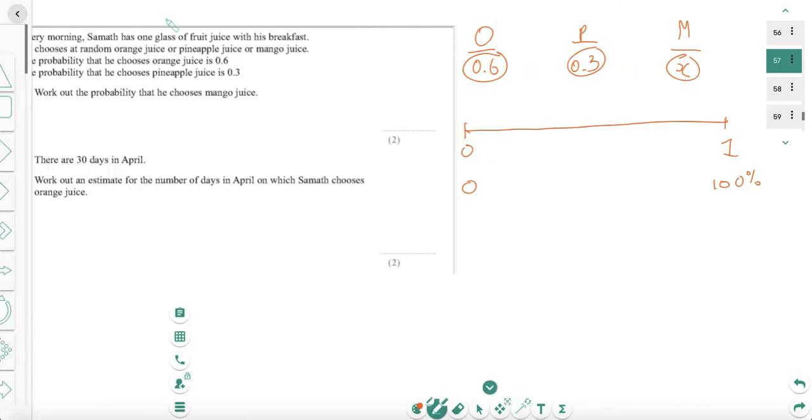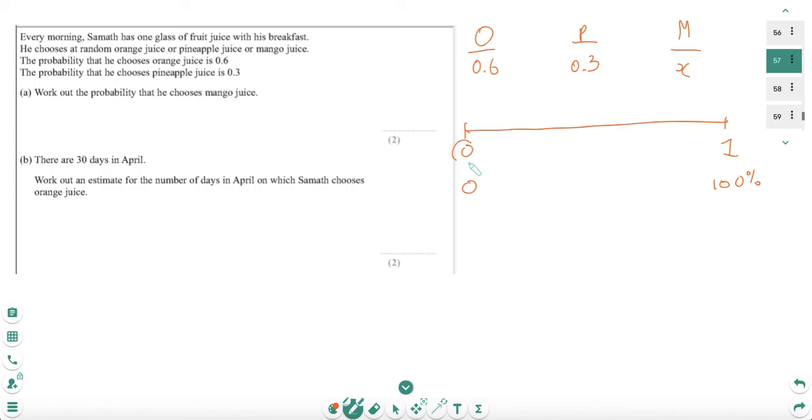Now, what does it mean to have a 0 probability? That means something is impossible. If today is Friday, there's a 0 probability that tomorrow will be Monday. It's impossible. And 1 means certain. It's certainly going to happen. If today is Friday, there's a certain chance that tomorrow will be Saturday.